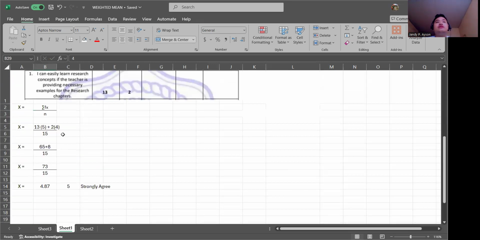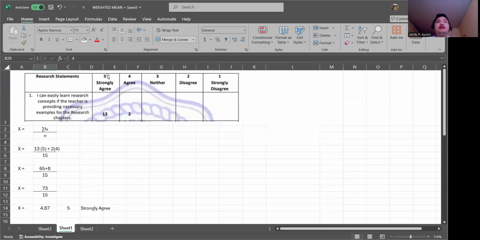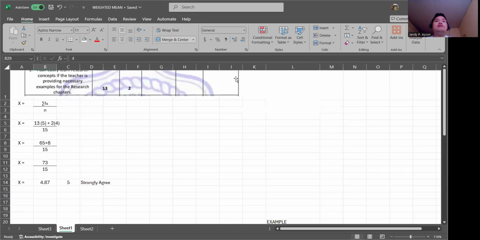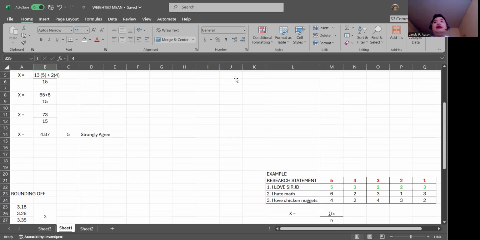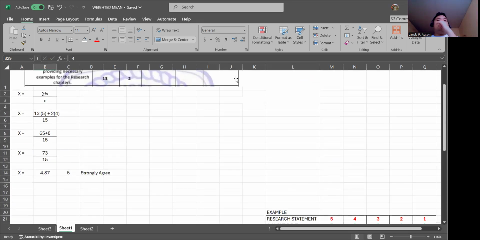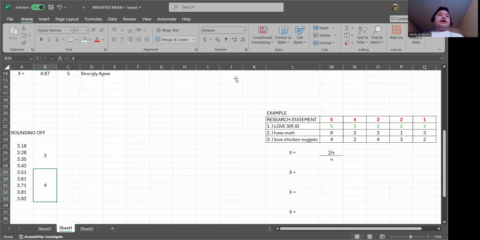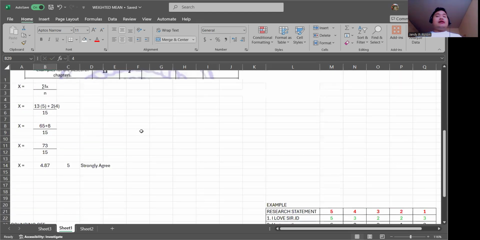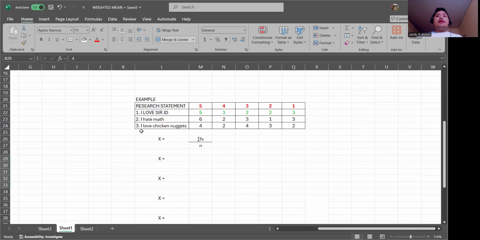And of course, don't forget to round off. Kasi nga, yung value of each scale natin, 5, 4, 3, 2, 1 lang naman. Hindi naman nakikita yung intervals dito sa ating sample. So, dapat whole number siya. Alright. So that is for rounding off. Now, proceed tayo sa another sample.